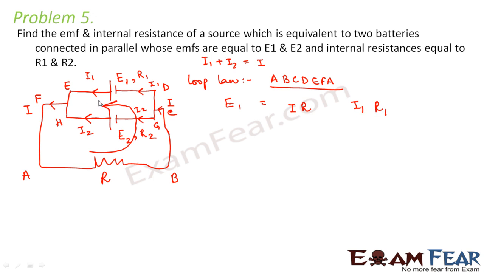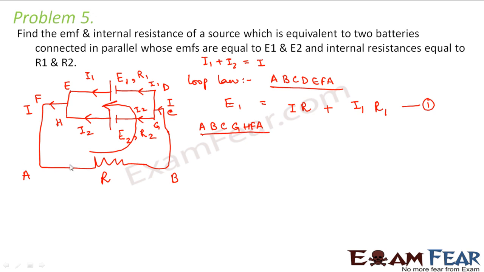Now let us look at the signs. Assuming my direction, it leaves the battery through the positive terminal, so E1 will be positive. I1 is in the same direction as my assumed direction, and I is also in the same direction, so both will be positive. So this is equation 1. Now let us apply the same loop law to A, B, C, G, H, F, A.